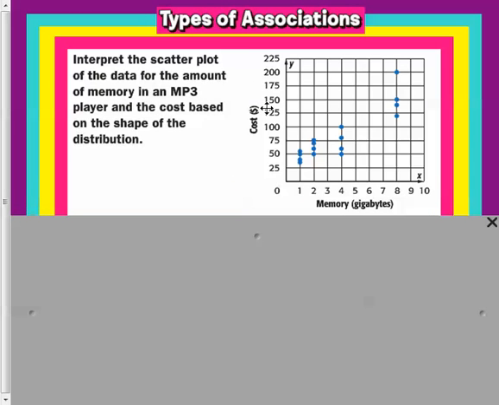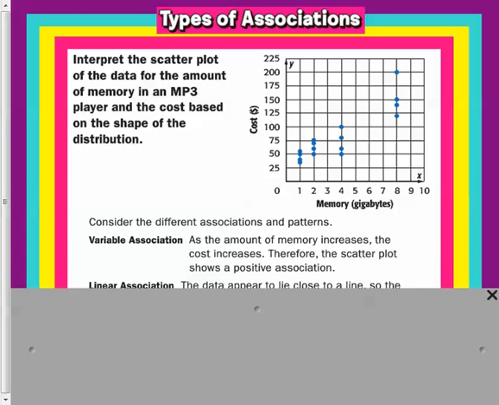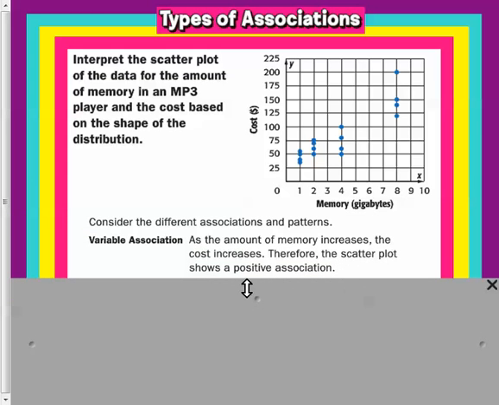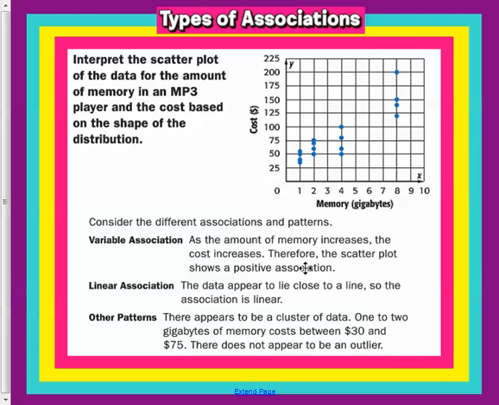So if we wanted to interpret this scatter plot, we would talk about the variable association. As the amount of memory increases, the cost increases. Take a look. As the gigabytes get bigger, the cost gets bigger. We can also say that there is a positive association then. From there, we can say that it's linear, because if you look here, it appears to lie on some sort of a straight line. There also appears to be a cluster of data right at the $30 range all the way to 75.